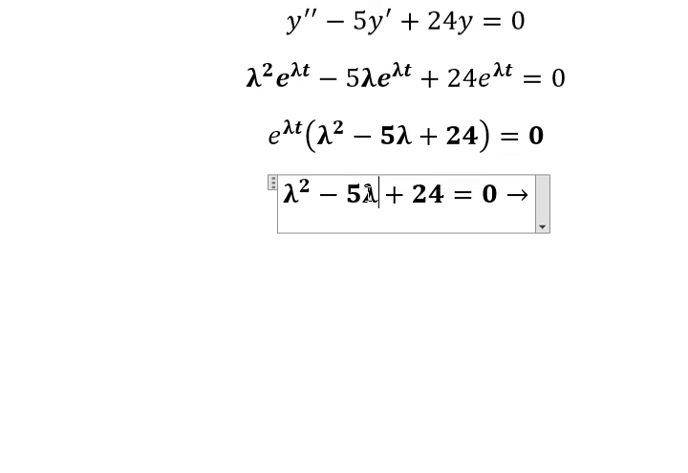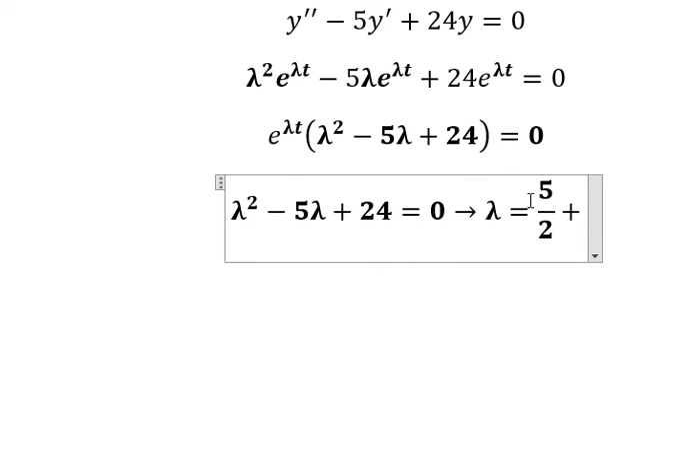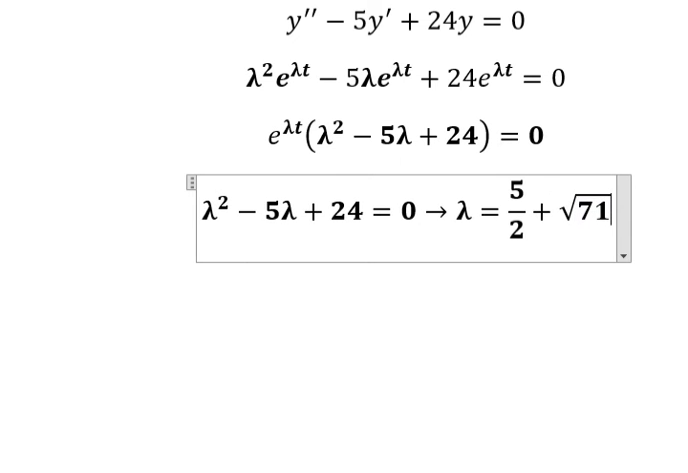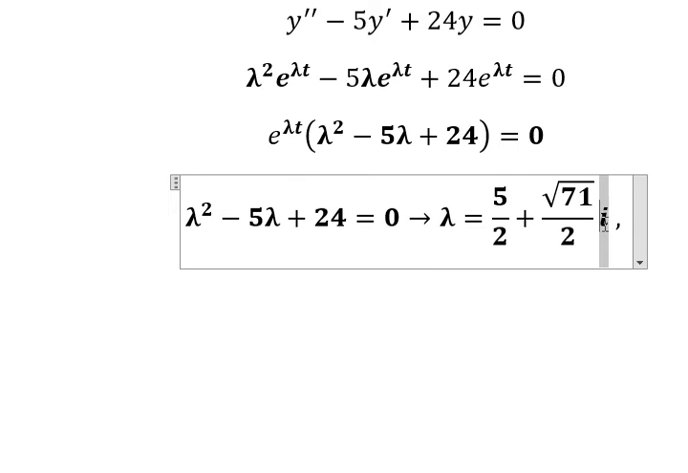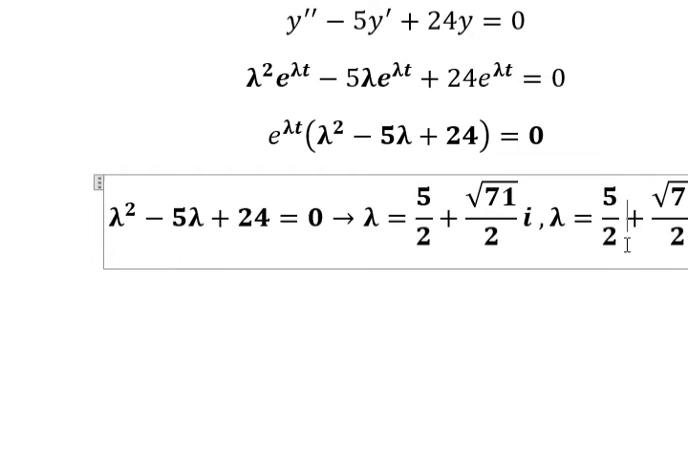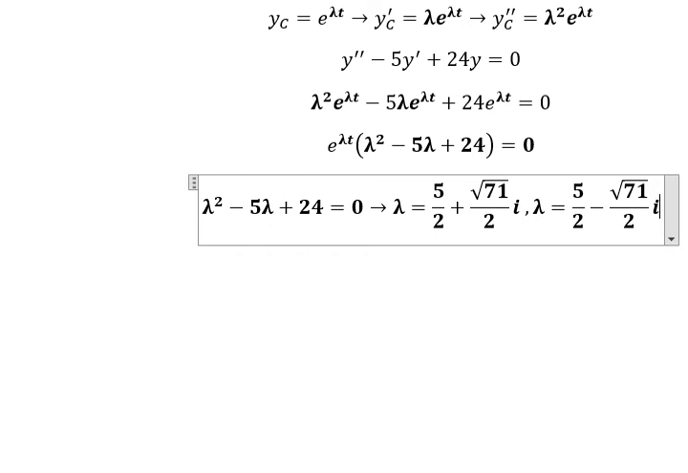So we have lambda equals to 5/2 plus the square root of number 71 over number 2, and we have i, that is the complex unit. And now we have 5/2 minus the square root of 71 over 2, and we have i in here.